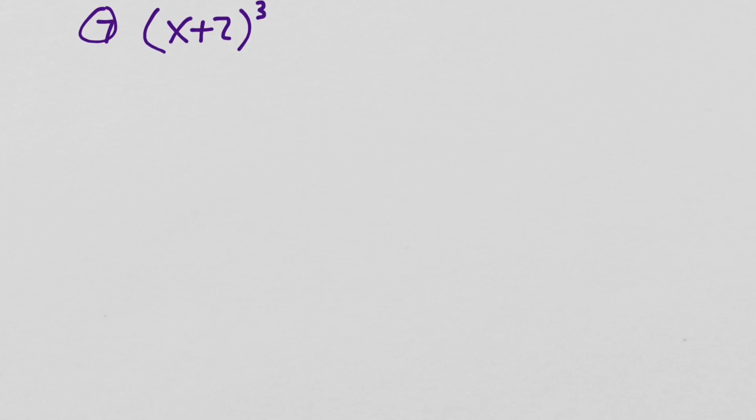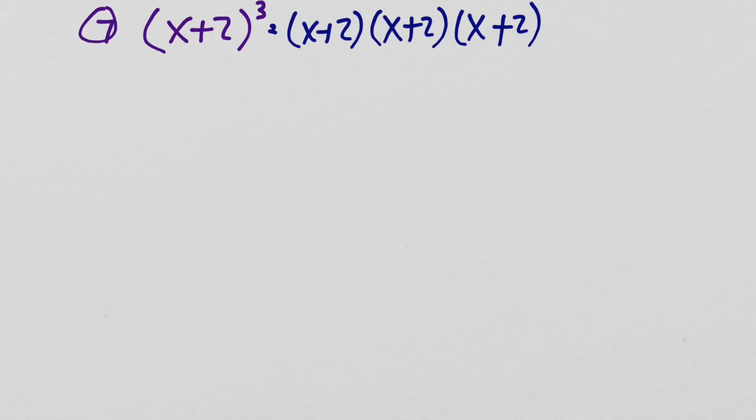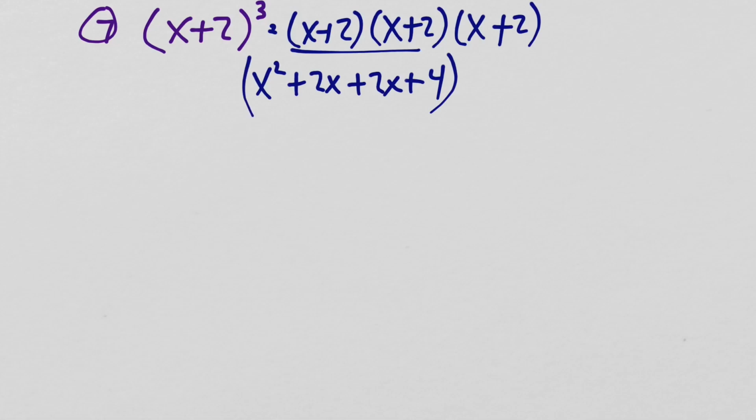Same thing's going to happen when you have it to the third power. It just becomes a longer process. So you're going to say x plus 2 times x plus 2 times x plus 2. That's what it means to have something raised to the third power. So now what you have to do is do two of these at a time. So we're going to do these two at a time. So use FOIL. First is x squared, outside is 2x, inside is 2x, last is 4. And you still have this other x plus 2, so this just comes down.